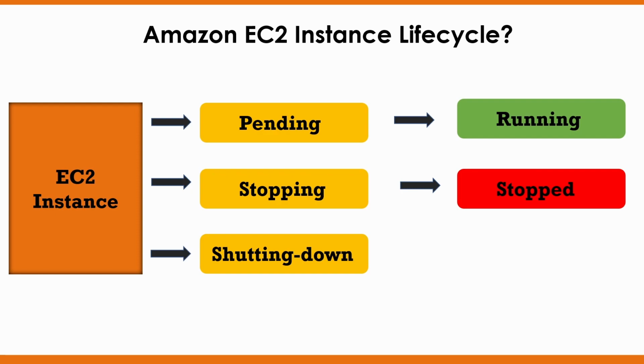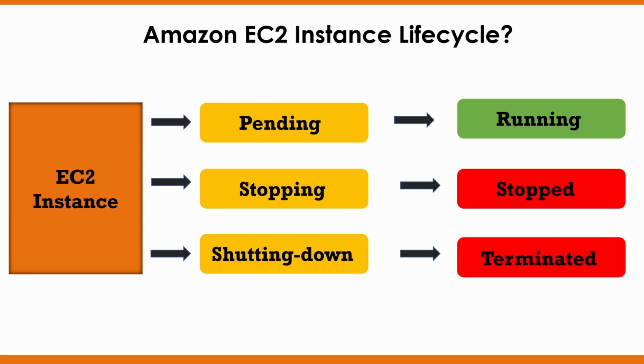Next is shutting down. In this state, the instance is preparing to be terminated, and the final stage is terminated. The instance has been permanently deleted and cannot be started. Like you will lose all of your data if you terminate your instance. I hope you understand this life cycle and these stages and states of the EC2 instance.